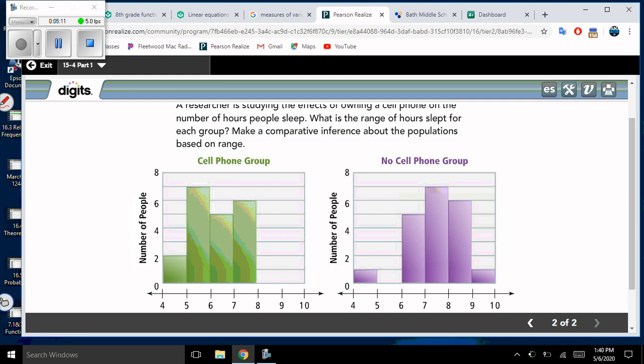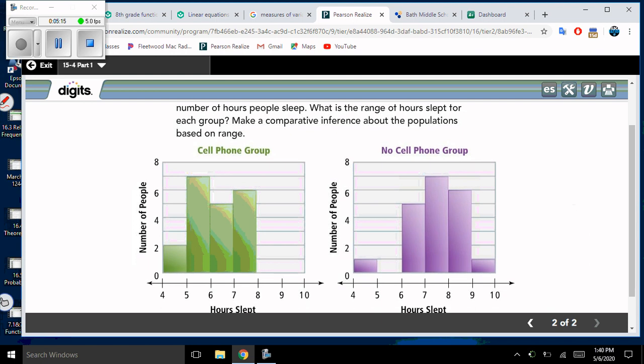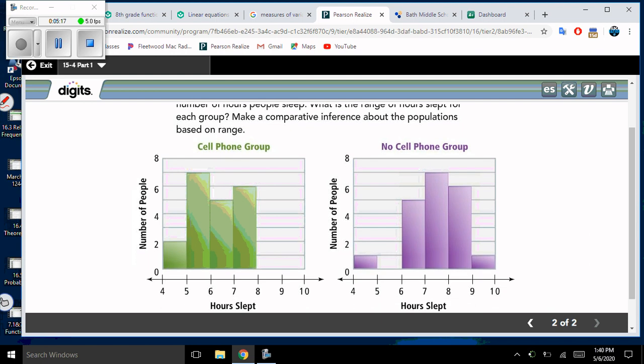And they're talking about how it links in with the number of hours of sleep for each group. So you can see here that if I look at the cell phones and I'd say, hey, we're at 1, 2, 3, 4, and I suppose you could make the argument, hey, we could easily get that by saying 8 minus 4 and getting 4. And over here, we're at 1, 2, 3, 4, 5, 6. And again, you could make the argument, hey, that's 10 minus 4.